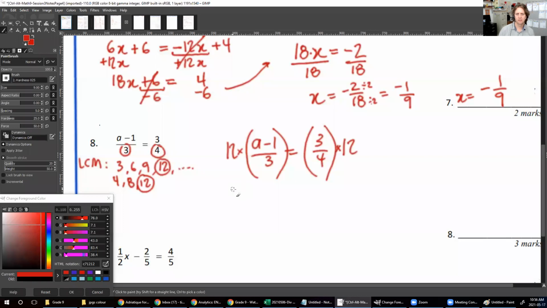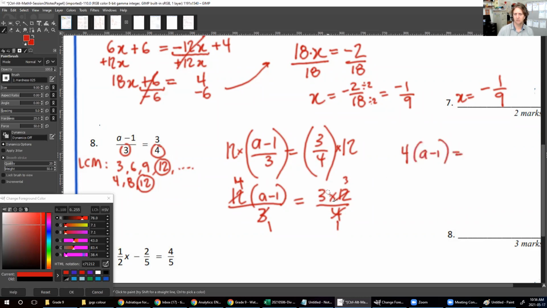Okay. So this is going to be, on the top, 12 times a minus 1 divided by 3. And this will make sense here in a second. 3 times 12 on the top over 4. Now I can cancel some of these. I can divide this by 3 and this by 3. And I can also divide this by 4 and 4. 12 divided by 4 is 3, 4 divided by 4 is 1. So now really what I have is 4 times a minus 1 is equal to 3 times 3, which is 9.